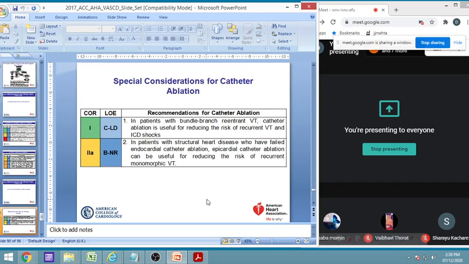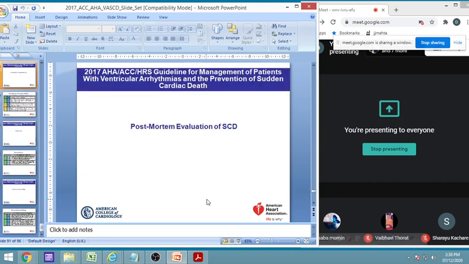These are used in patients with bundle branch reentrant ventricular tachycardias. Catheter ablation is useful for reducing the risk of recurrent ventricular tachycardias and shocks from ICDs. It is an important recommendation, class 1. In patients with structural heart disease who have failed endocardial catheter ablation, epicardial catheter ablation can also be done for reducing the risk of recurrent monomorphic ventricular tachycardias.